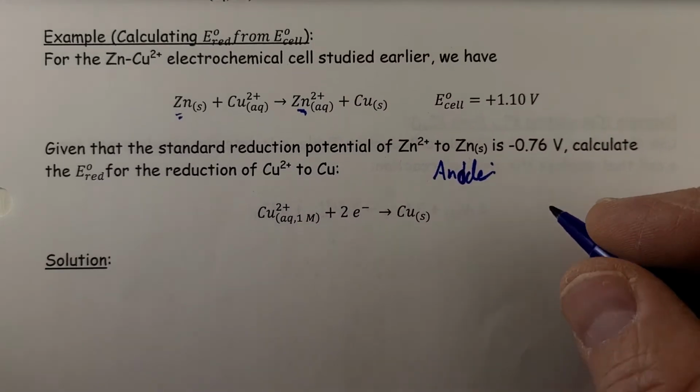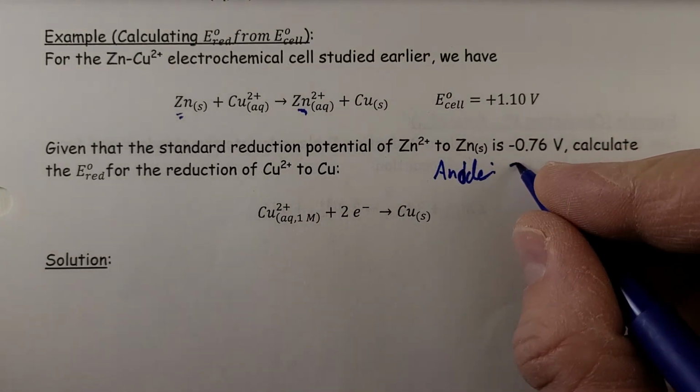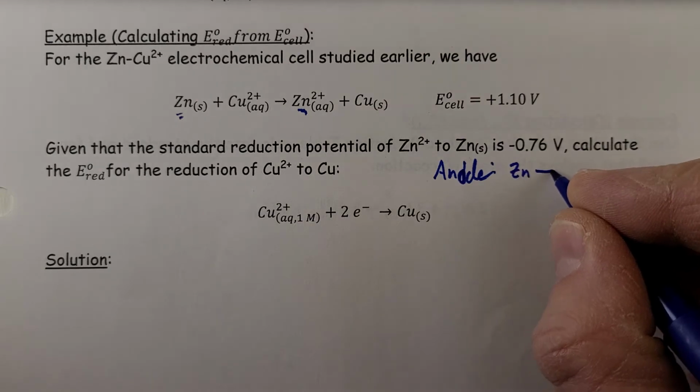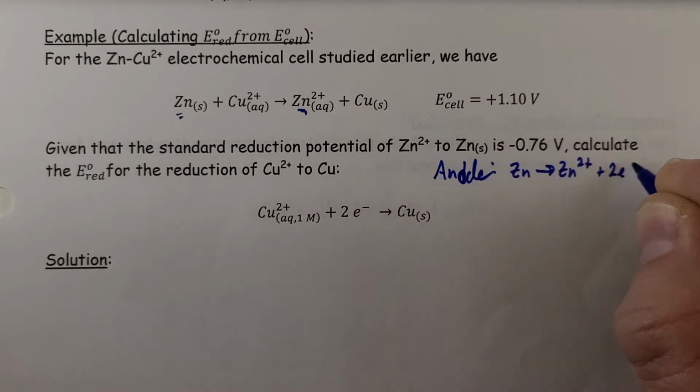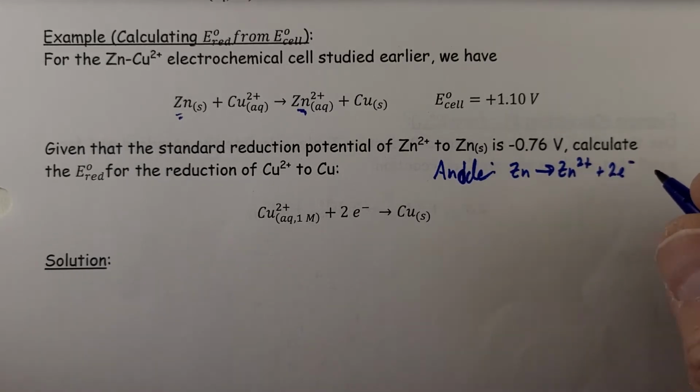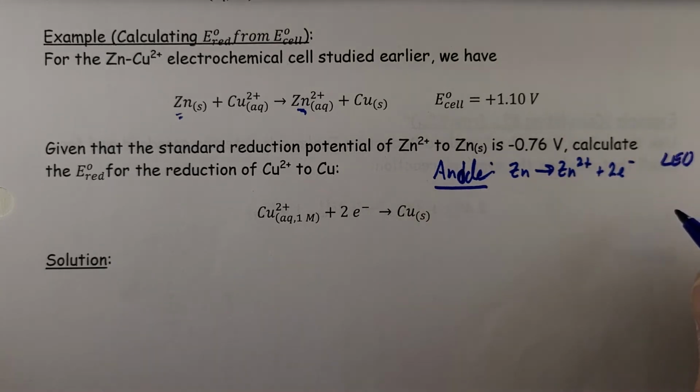So at the anode, we have zinc going to zinc ions, and in the process releasing 2 electrons. That is the oxidation. Let's put LEO: lose electrons, oxidation.